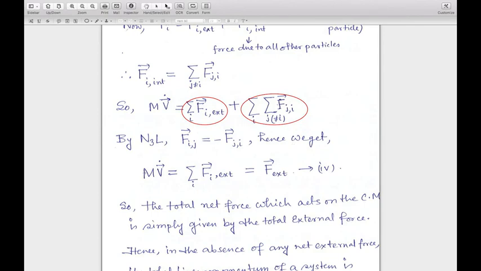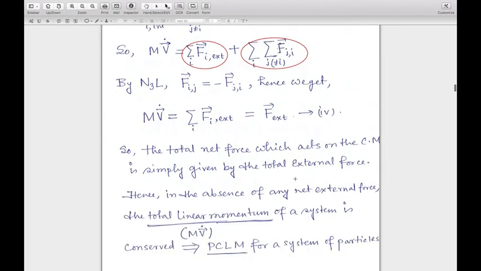Finally, you will get that M V dot is equal to the summation over i of Fi external, which is nothing but the total external force. So the acceleration of the center of mass is only due to the total external force. Internal forces cannot accelerate the center of mass.